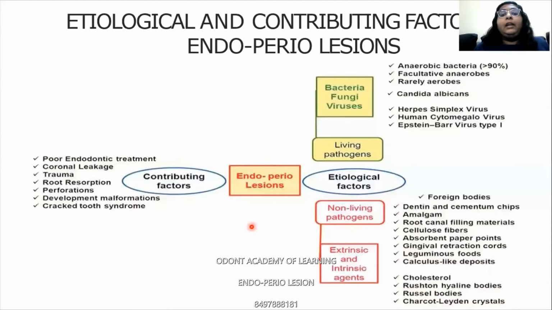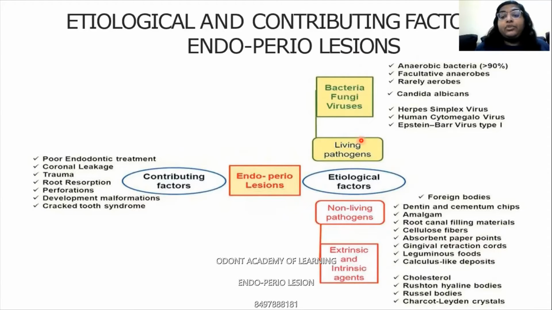Moving on. Now, etiological and contributing factors to the endoperio lesions. So under endoperio lesions, we have two types which cause the endoperio lesion. First is the etiological factors and next is the contributing factors, right? So etiology basically means the cause. The whole meaning of etiology is cause. So under that, we have living pathogens and non-living pathogens. So under living pathogens, we have bacteria, fungi, and viruses. Whereas under non-living pathogens, we have extrinsic and intrinsic agents.